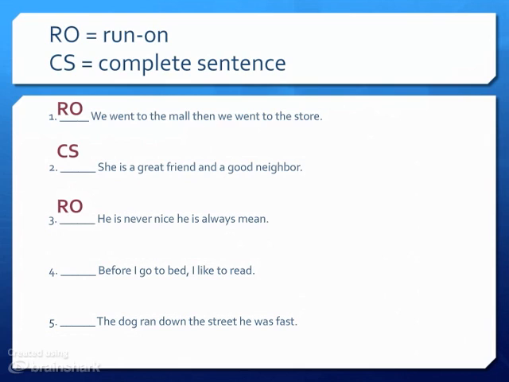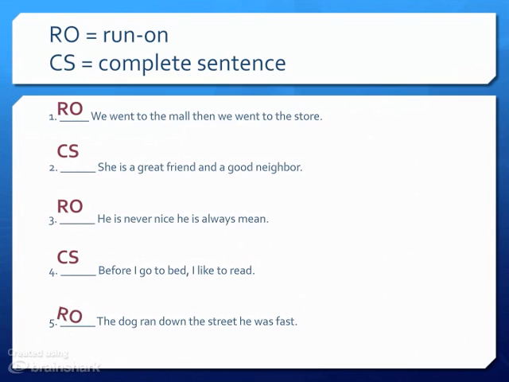Number 4, before I go to bed, I like to read. So this is a complete sentence. The part before I go to bed could not stay by itself. That would be a fragment. So we have a complete sentence here with a comma in the right place in the middle.